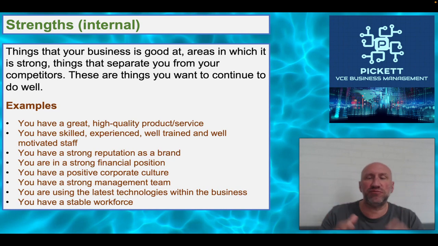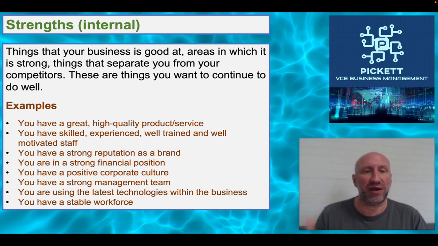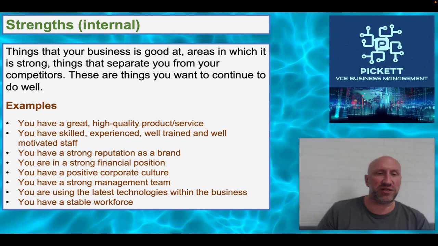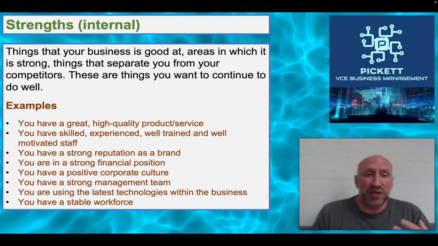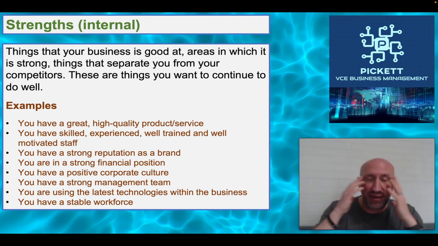So here are some generic examples that once you've done your SWOT analysis, these are things that you might come up with. So you've looked at your business, you might come up in your list of strengths: we have a great high quality product or service, particularly in relation to our competitors. We have a really, really good product out there. You might have come up with the idea that you have a really strong, skilled, experienced, and well-motivated workforce. That's an absolute bonus to a business. So that could be one of your key strengths, your workforce, your employees.